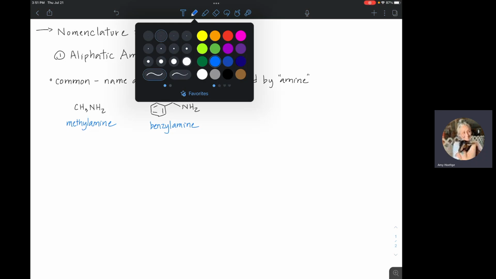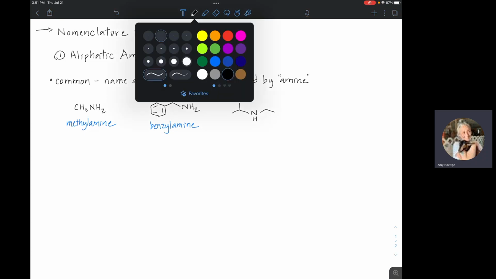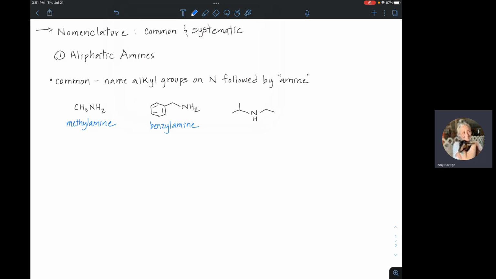How about if we have two R groups on the nitrogen? Instead of just drawing primary amines, we could draw a secondary amine. So now we have two different alkyl groups that are bonded to the nitrogen. We're going to list them in alphabetical order and follow it up with the word amine. We have an ethyl group on the right and an isopropyl group on the left.